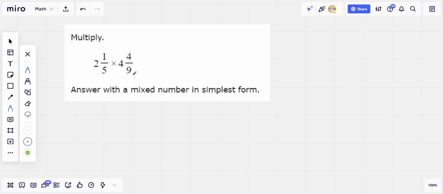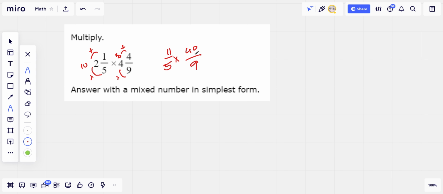So here we have 2 and 1/5 times 4 and 4/9. We'll convert to improper fractions first. Multiply this, we get 10. Add it, we get 11 over 5. Multiply here, we get 36. Add it, we get 40 over 9.